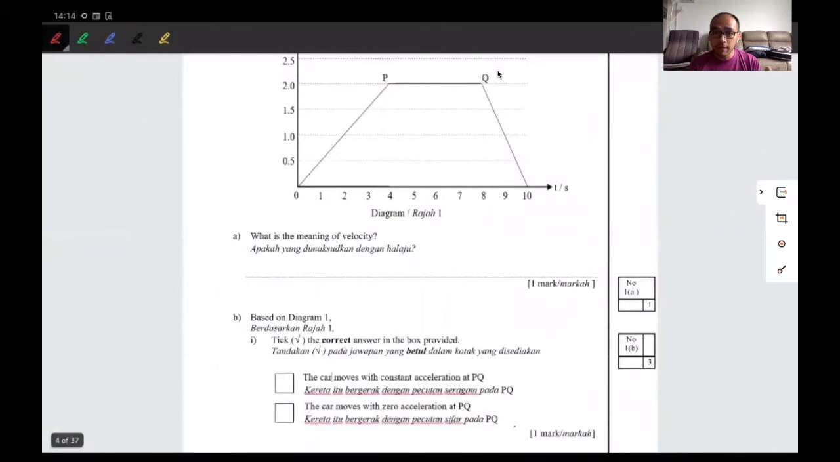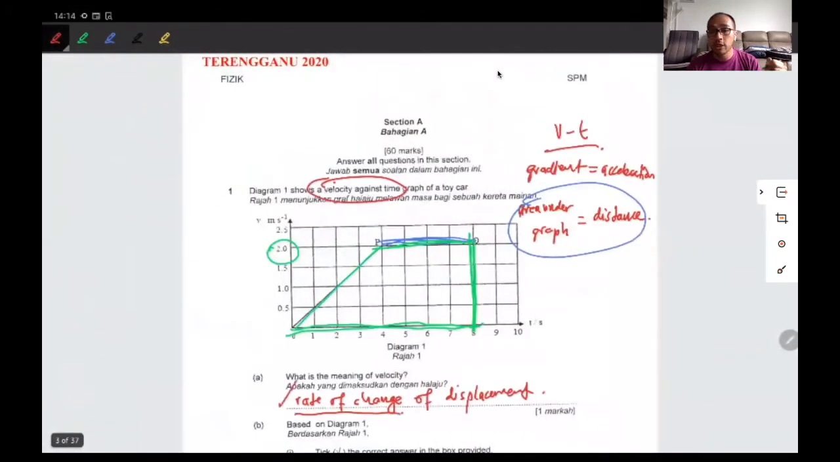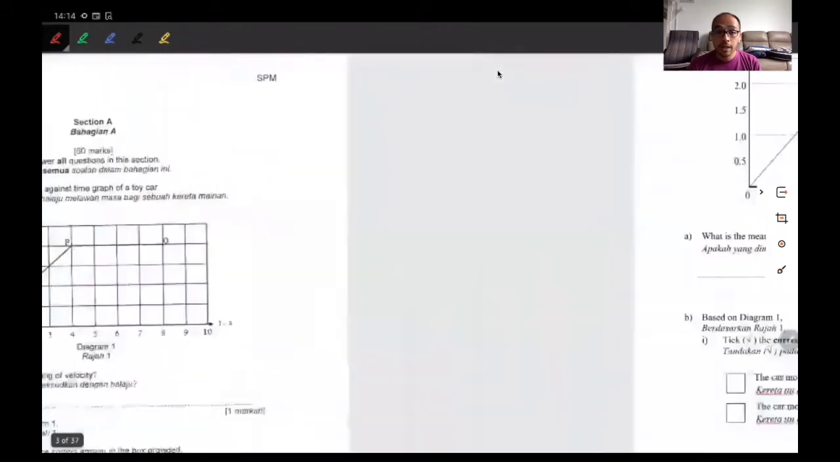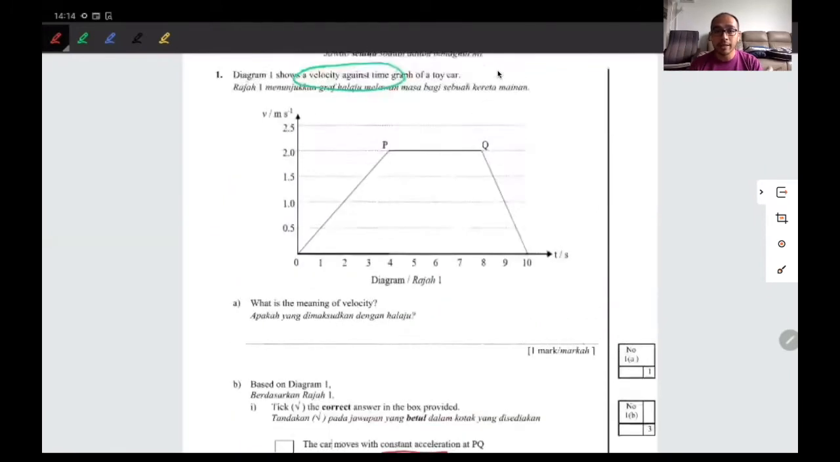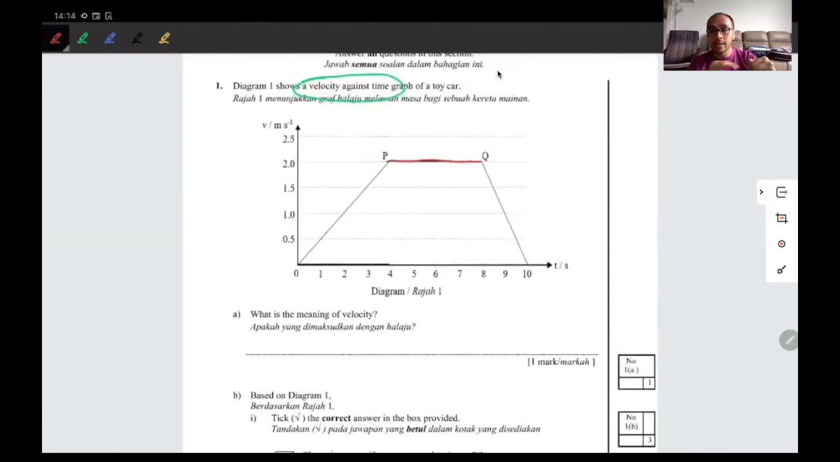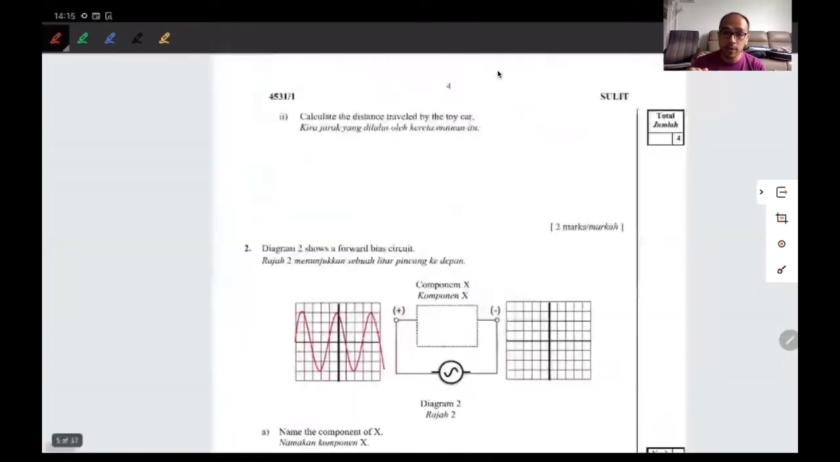So what is the meaning of velocity? Same thing as just now. The meaning of velocity is rate of change of displacement. Okay, so take the correct answer to be. So again, it's asking the words constant acceleration and zero acceleration. So we see this trend again and again. From P to Q, this is the resting phase. Resting phase is zero acceleration. Okay, so that's how we would go.